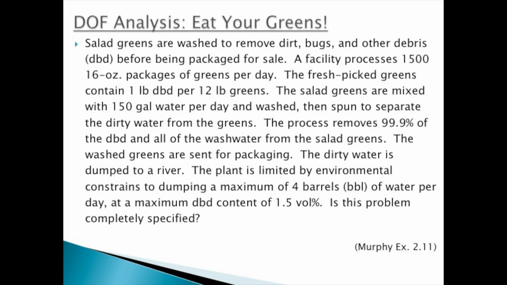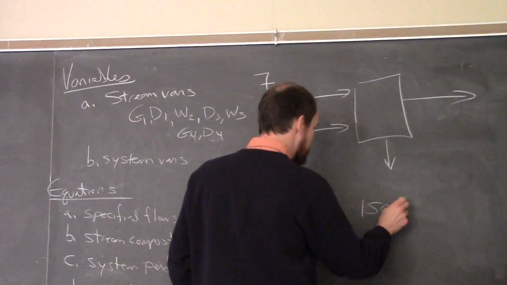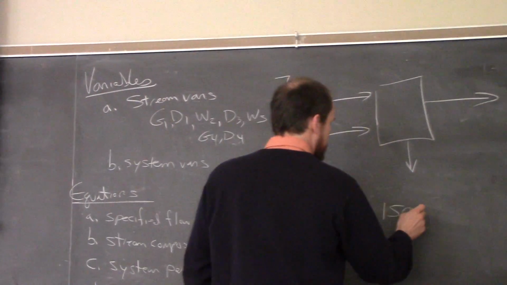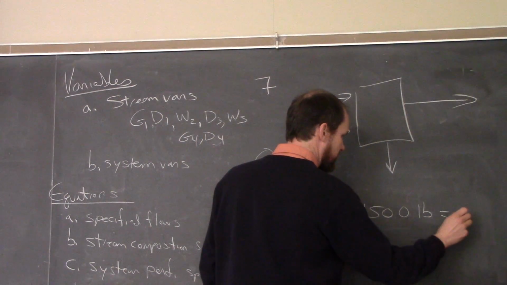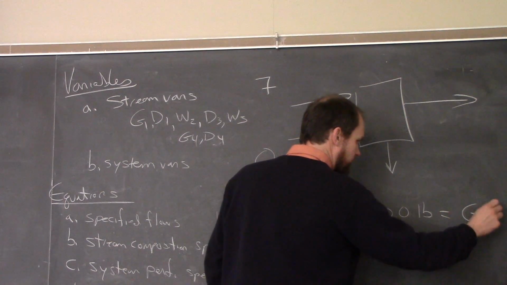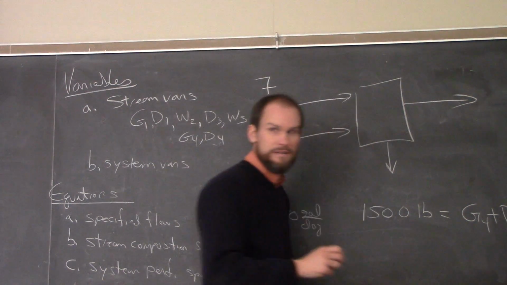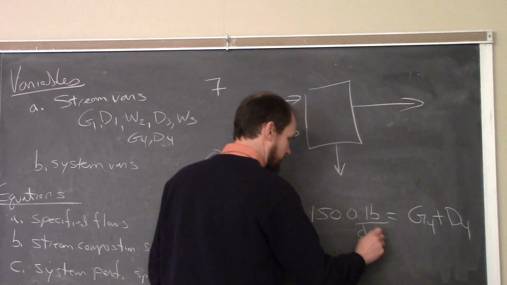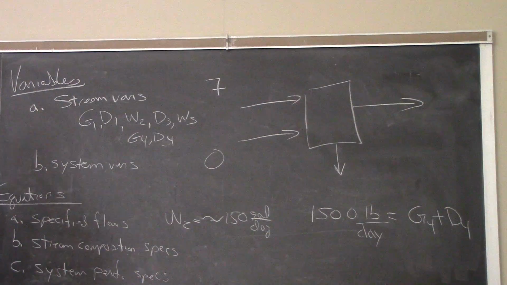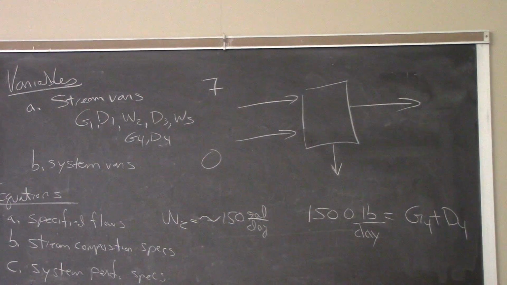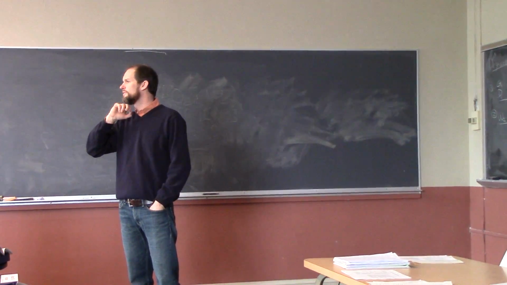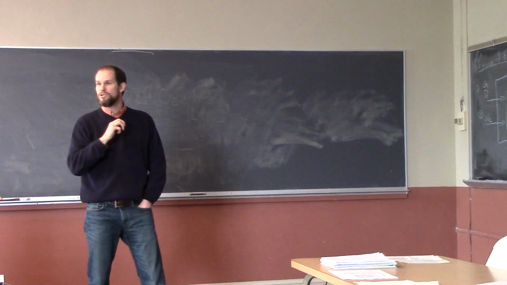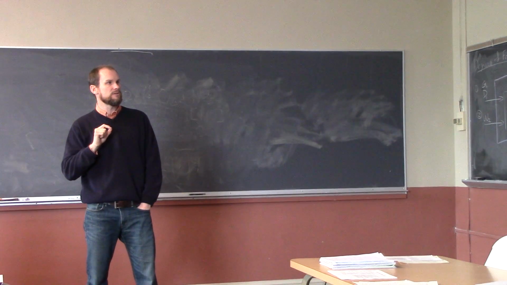You measure a whole pound in the package. There's a whole pound. 1,500 pounds is G4 plus D4. It's the whole stream. Pounds per day. Yeah, that whole thing weighs a pound. That includes the dirt. Questions? Any more specified flows?